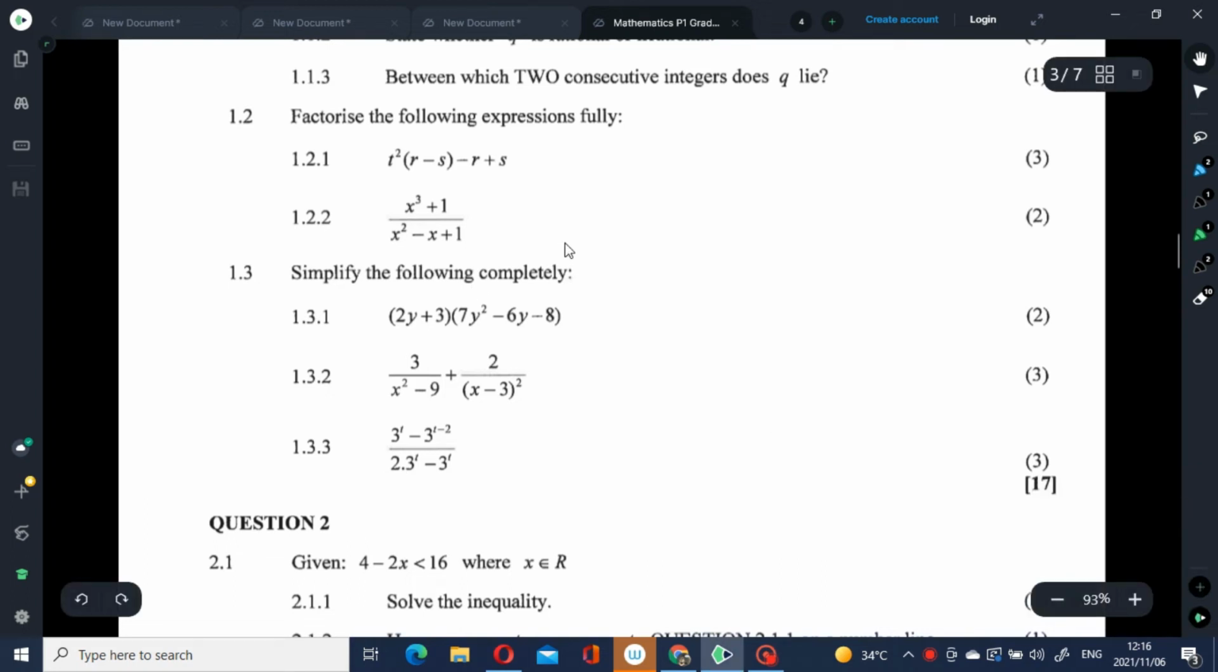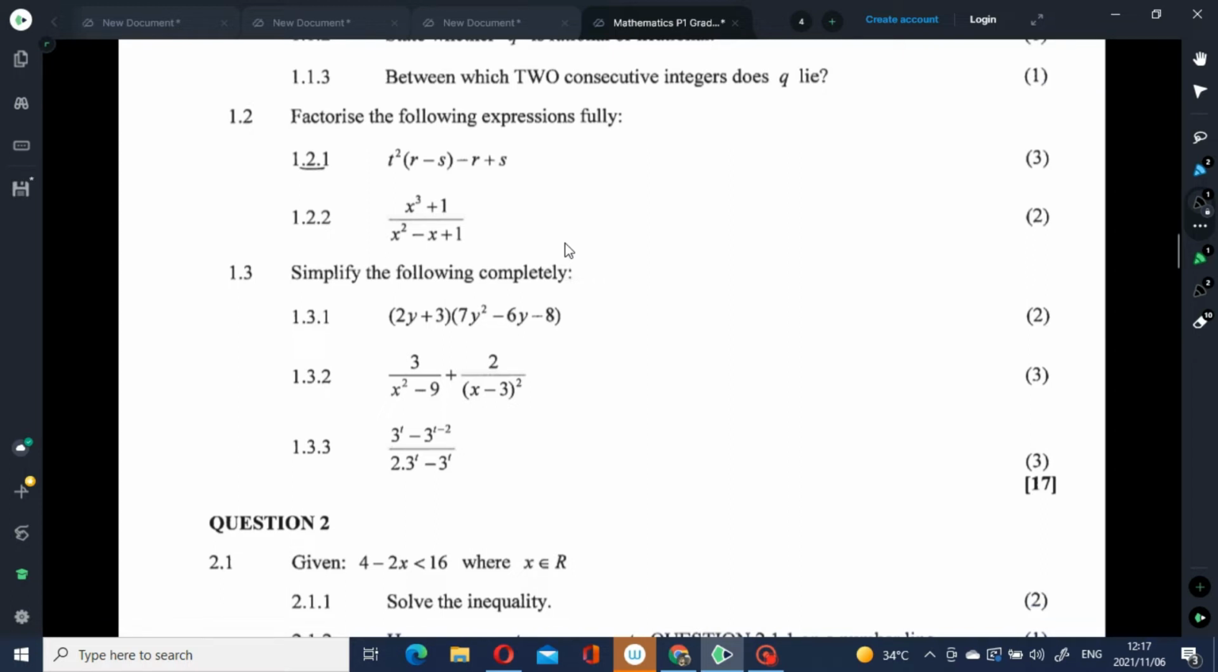Hi grade 10s, today I'm going to show you a very effective way to factorize expressions. I want us to have a look at question 1.2, factorize the following expressions fully, and emphasis on the word fully. But let's look at 1.2.1.